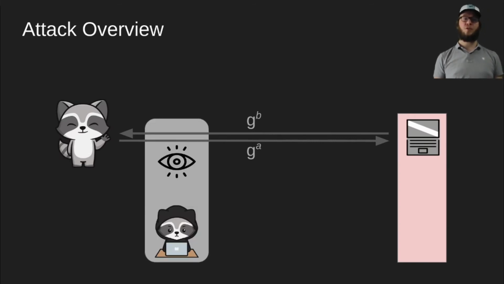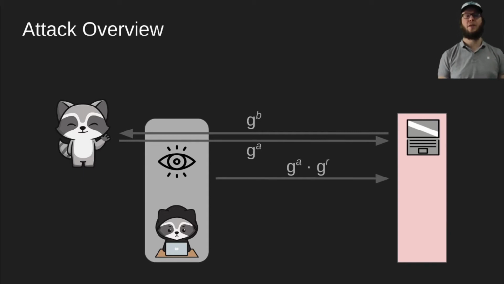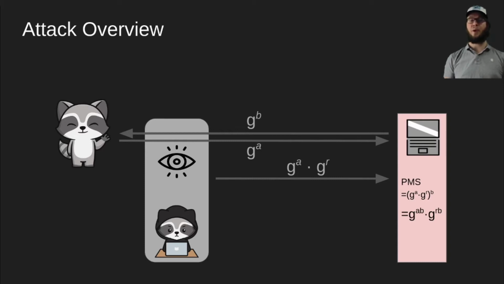On a high level, the attack now works as follows. The attacker first has to observe a finite field Diffie-Hellman handshake. He then extracts the client's public key g to the power of a and multiplies it with g to the power of r, where r is a random attacker-chosen number. It sends it to the server as part of an attacker-initiated connection together with an invalid finished message. The server which receives the public key will compute the shared secret as g to the power of ab times g to the power of rb. And as you might have noticed, g to the power of ab is the original premaster secret, and g to the power of rb is a factor the attacker can compute himself.